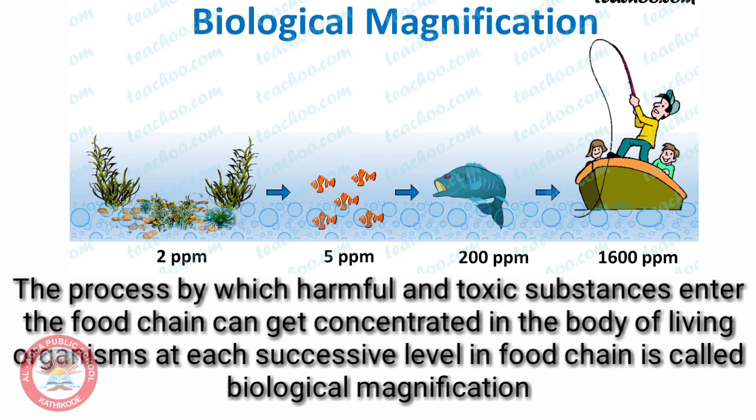Look at this picture, for example. The amount of chemical absorbed by the producer or the water plants in this ecosystem is only 2 ppm, which is then taken by the small fishes, and in their body it gets concentrated to an amount of 5 ppm. And when these small fishes are eaten by a bigger fish, the amount of chemicals in them increases to 200 ppm, and similarly when a human being is eating this fish, again the concentration of chemical increases.